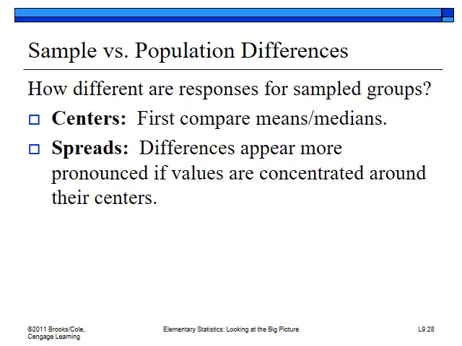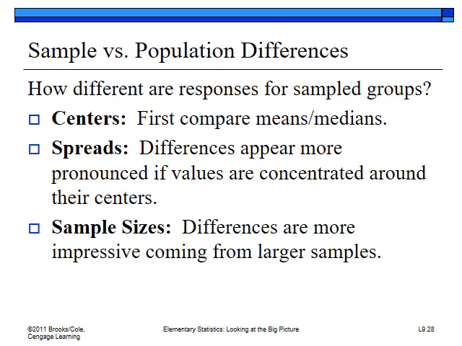Differences will be stronger if the spreads are smaller. In other words, there could be a pretty reasonably large difference between, let's say, the medians of two groups, but if the spreads are also enormous, then that difference is not as strong. Even a tiny difference in the means can be considered a strong difference if the spreads are sufficiently small as well. We'll say more about this over the next few slides.